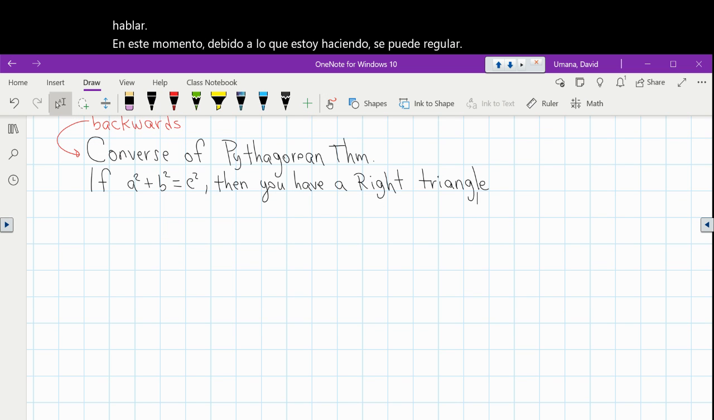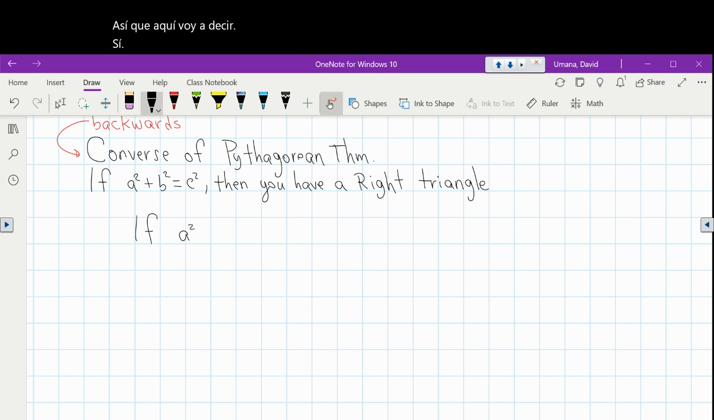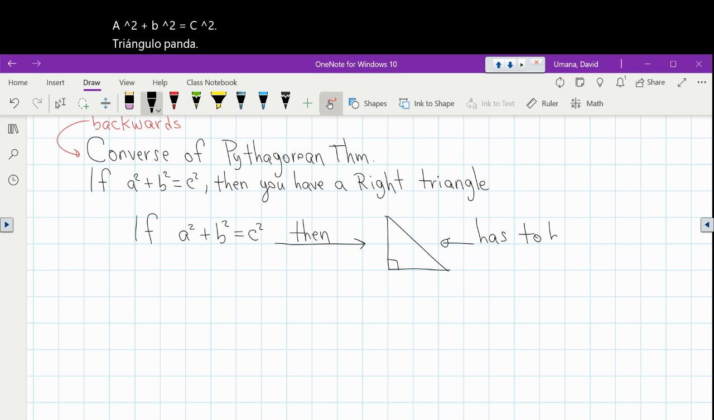So here I'm going to say, if a squared plus b squared equals c squared, then the triangle has to be true.